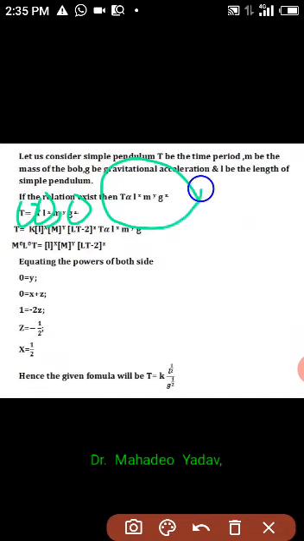Here we want to establish the relation among them, so T varies as L to the power x, m to the power y, g to the power z, where x, y, z are arbitrary constants. Now, in place of the proportion sign, we put k, the proportionality constant, and k has no dimension. It is a dimensionless quantity.